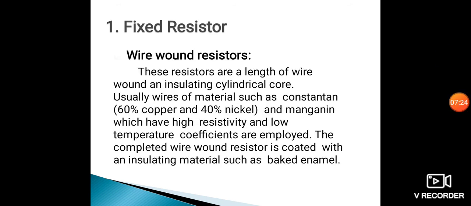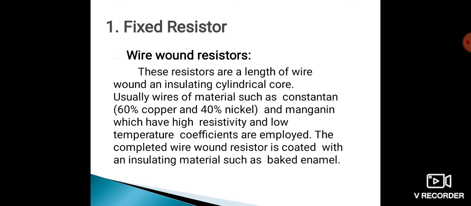Now next is wire wound resistors. These resistors are a length of wire wound on an insulating cylindrical core. In this resistor, one insulating material is taken, and over this insulating material, a long wire of a high resistance material is wound over that insulating cylindrical core. Usually wires of a material such as constantan and manganese, which have high resistivity and low temperature coefficients, are employed.